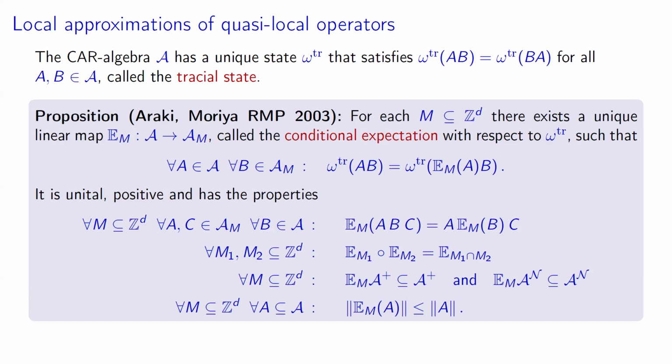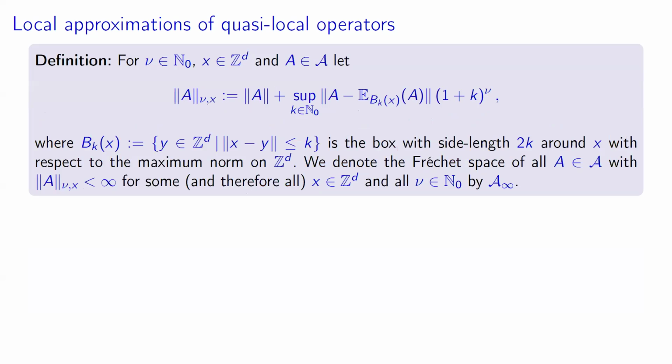So I will not go into proving this. This is just the tool we are going to use. How are we going to use it? The first step is now to define better how localized an element, an operator in this quasi-local algebra is, by introducing norms which have an index mu, x. Mu tells us something about the decay, and x is a location in space.